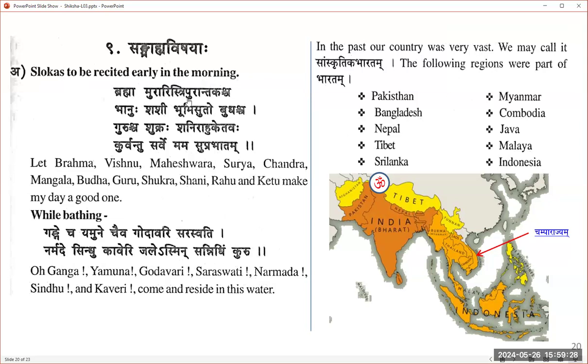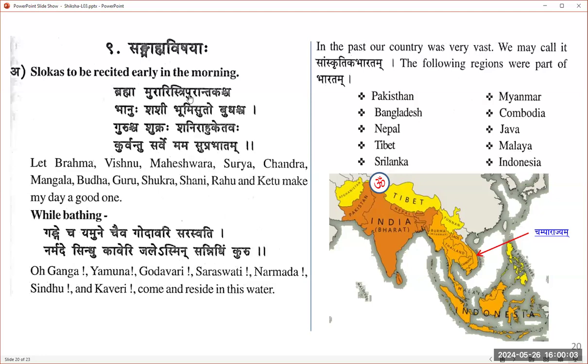Brahma Muraris Tripurantakascha Bhanuhu Shashi Bhumi Suto Budascha Guruscha Shukrah Shanishrahu Ketavaha Kurvantu Sarve Mama Suprabhatam. So it's all the grahas. Including Brahma as an additional factor, all the grahas and some additional gods also. Brahma, Muraris, Tripurantakascha. So, the triad, Brahma, Vishnu, Maheshwara.